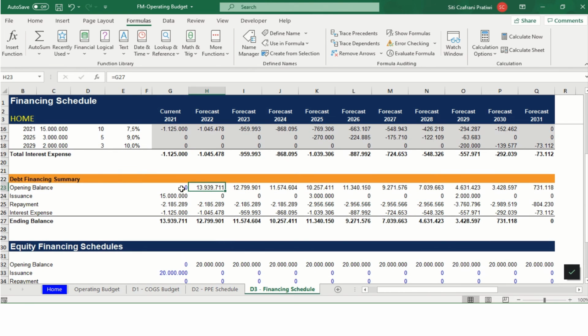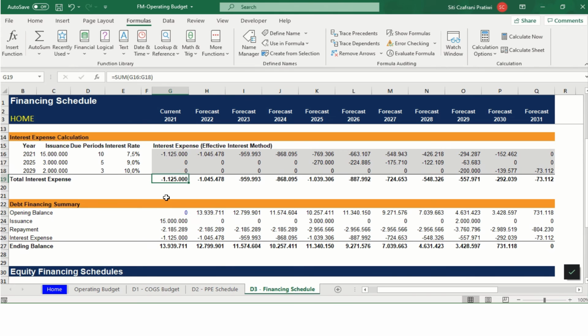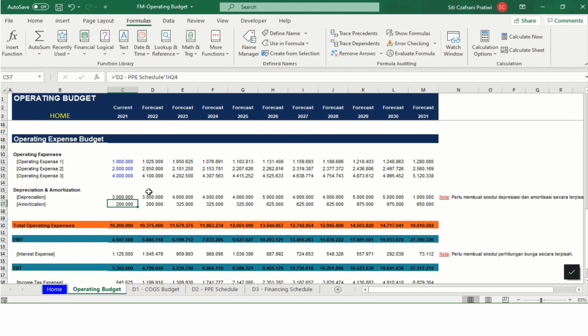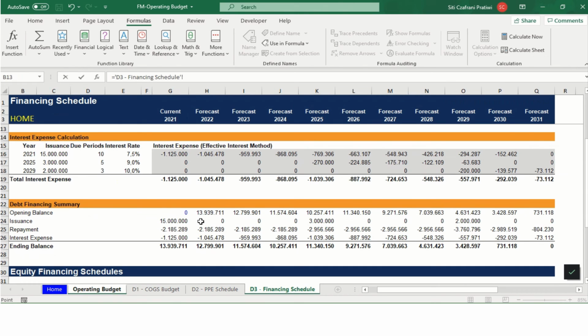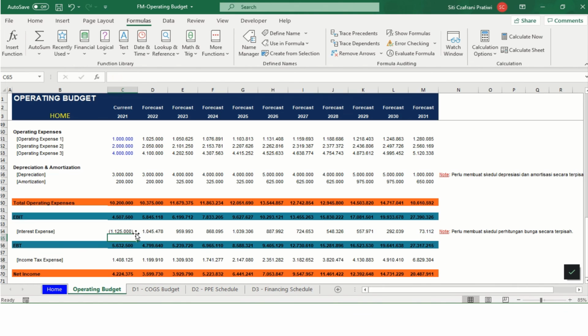So that's how to calculate the interest expense. Of course, the interest expense here will be the input of interest expense in your operating budget. So just refer the cells in interest expense to the interest expense in the financing schedule to get the number of interest expense. Because we do not use a minus sign here, I will choose to put the minus sign before it. Because the format is without the minus sign, I will choose minus here. All right.